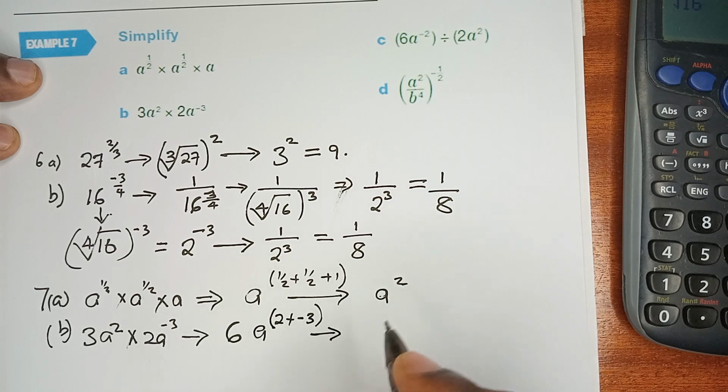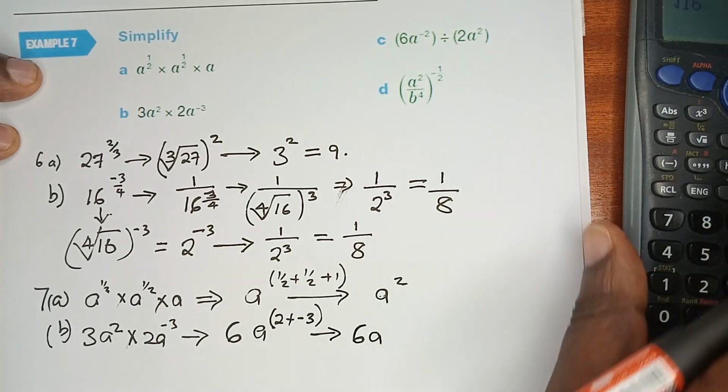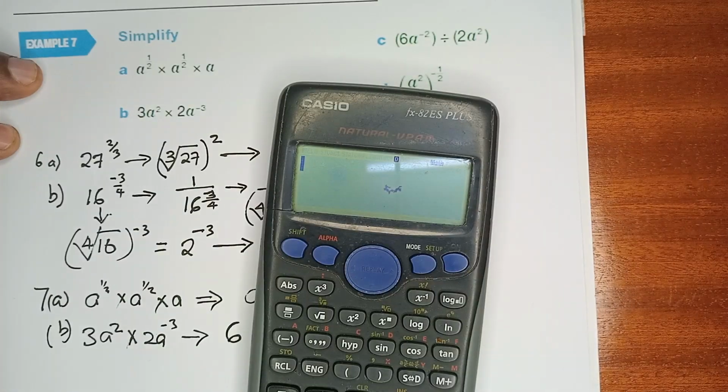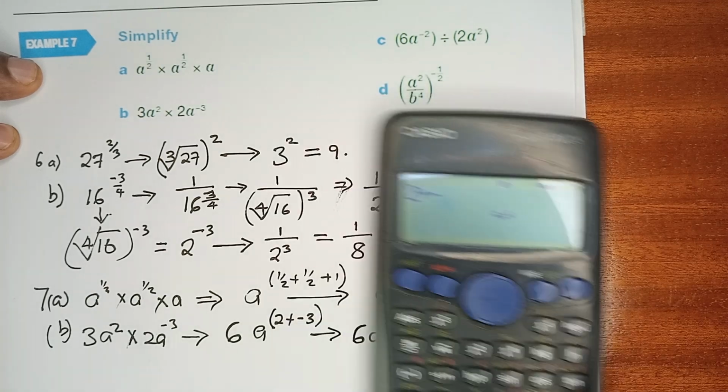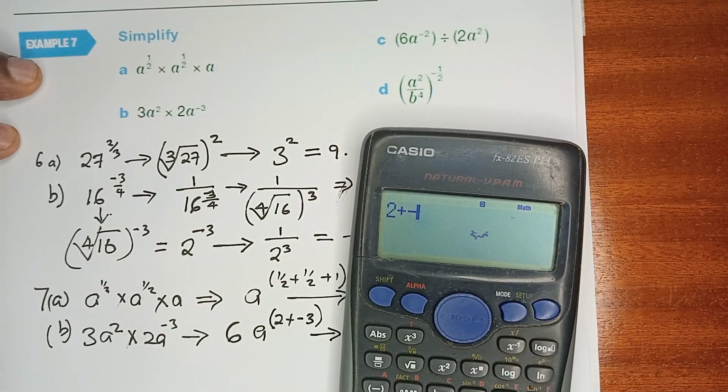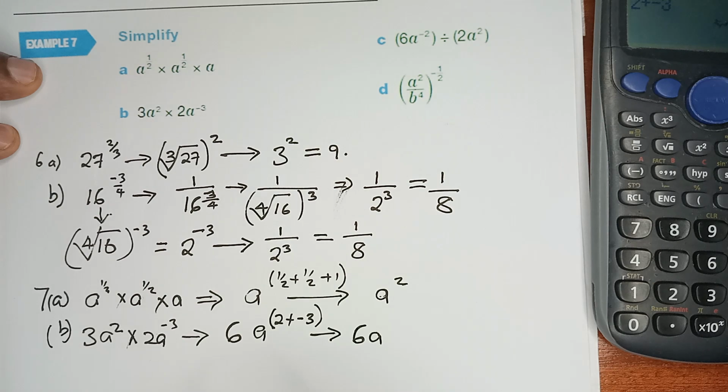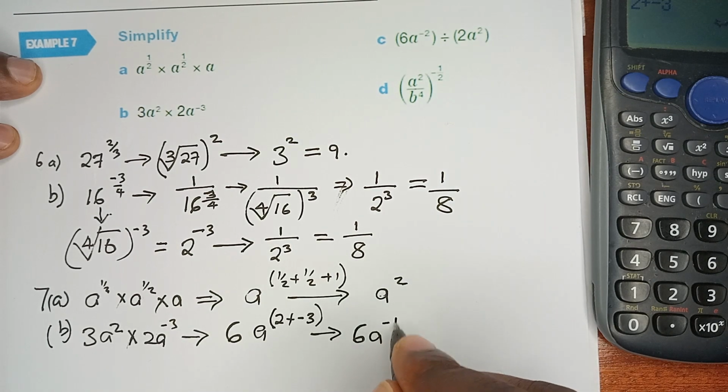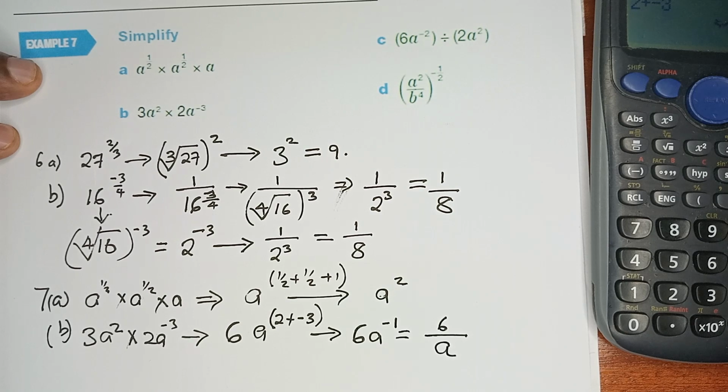And this is where we should take care. We have 6a. What is 2 plus negative 3? 2 plus negative 3 is negative 1. And as you can see, this is 6 over a raised to power 1. That is part B of the question.